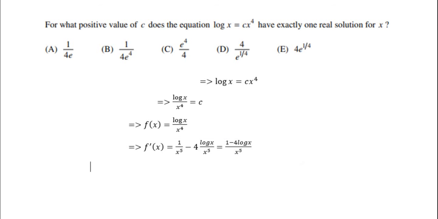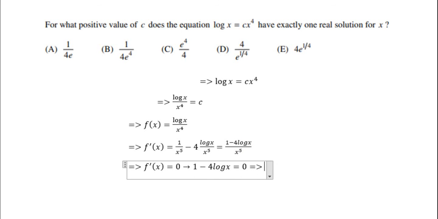Now we need to set the first derivative equal to 0. So that we just care about 1 minus 4 logarithm s in here equal to 0. So that we calculate the s in here.